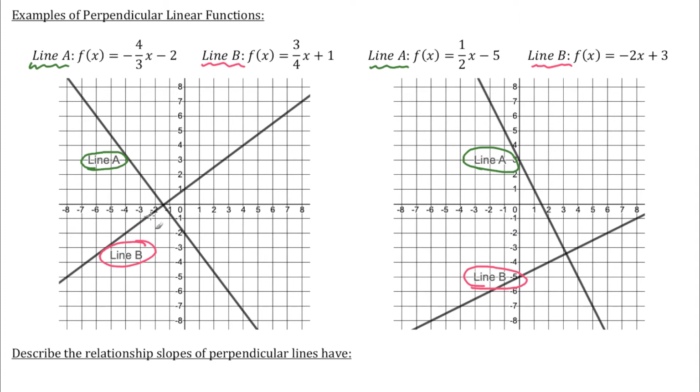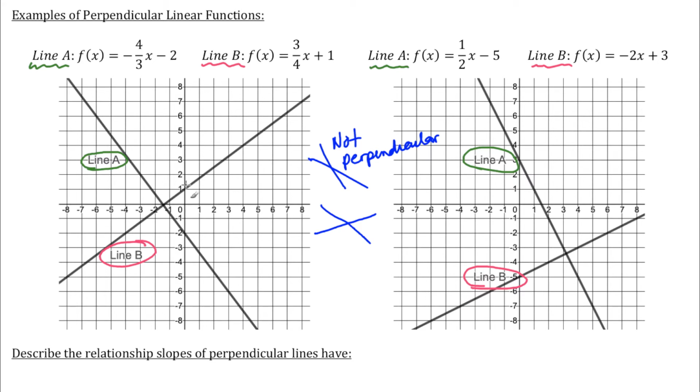So first thing, you notice that they intersect, right? They cross each other. They don't just cross in any way, like this would be crossing. They intersect, but this is not perpendicular. This is not perpendicular. This is perpendicular. This is perpendicular. This is also not perpendicular. That's not perpendicular. So these are not. These are.